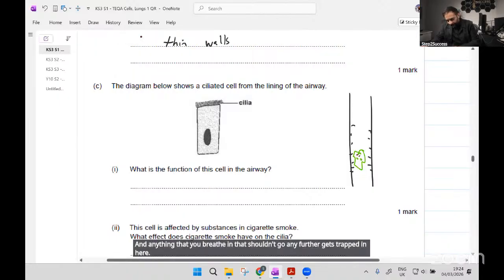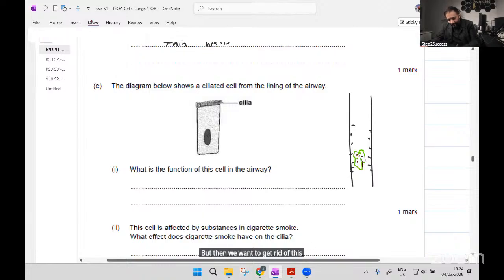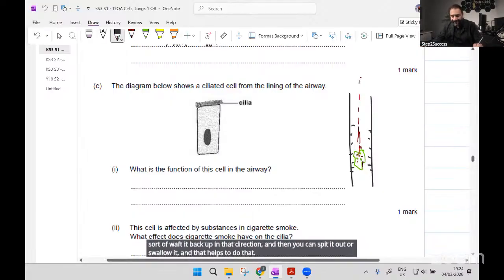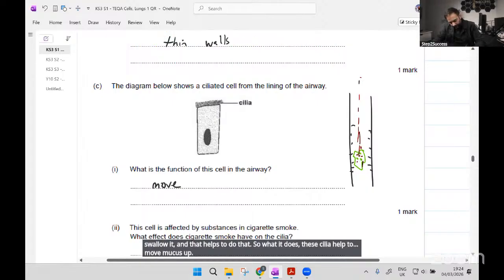But then we want to get rid of this somehow. So what these little hairs do is waft it back up in that direction, and then you can spit it out or swallow it. And that helps to do that. So what it does, these cilia help to move mucus up. That's all I want to say for that.